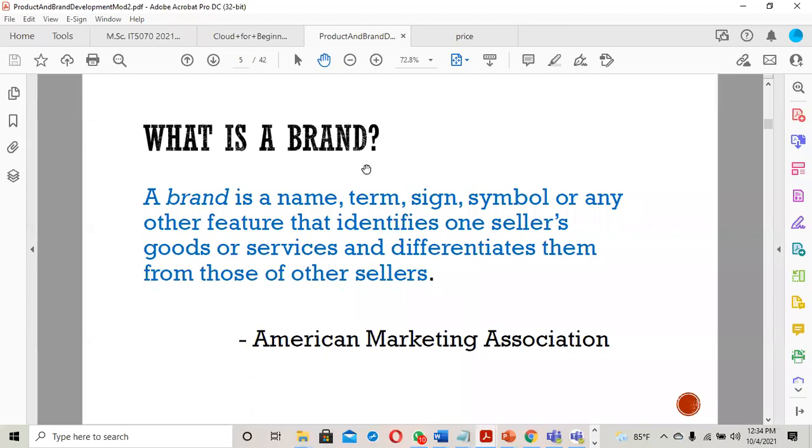So this is another definition. The brand is a name, term, sign, symbol, or so the American Marketing Association sees it. This might be a little contradictory, but we said it's not only a name, not only a term, not only a sign. It is something that exists in the mind of the customer about you, about your company, about your product.